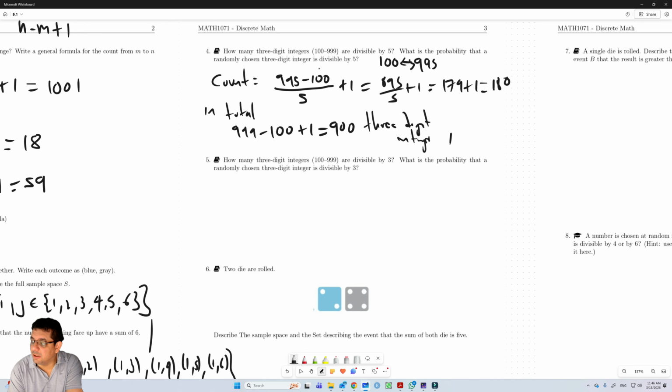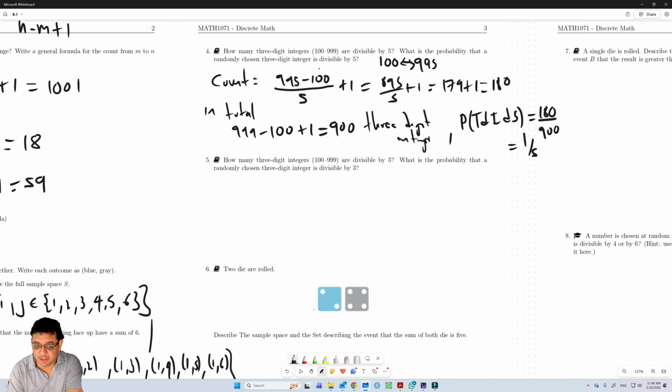So if I want to look at the probability of 3-digit integers divisible by 5, it's going to be 180, which is the total of numbers divisible by 5, divided by the total of numbers here, which is 900. So this is going to be 1/5. That's the probability in there.